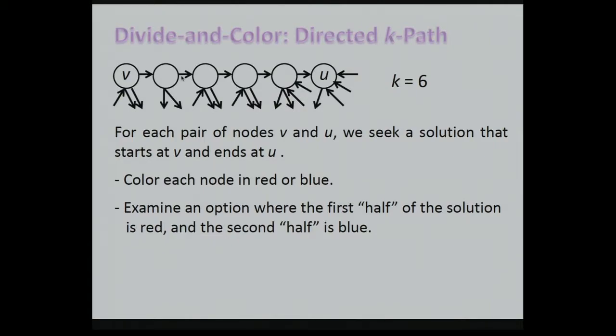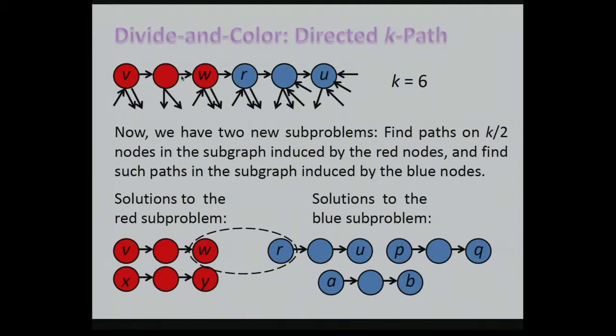We will soon see exactly how we color the nodes, but our goal is that now assume that we examine an option where the first half of the solution of the k-path is red and the second half is blue. Okay, we will soon see how we get such a coloring. But assume we are in this situation. And now we have 2 simpler sub-problems. We need to find paths on k over 2 nodes in the subgraph induced by the red nodes, and paths on k over 2 nodes in the subgraph induced by the blue nodes.